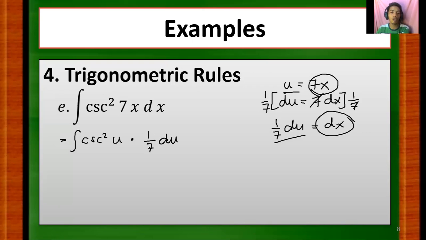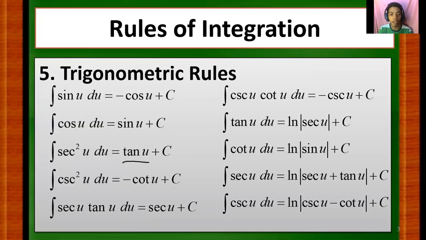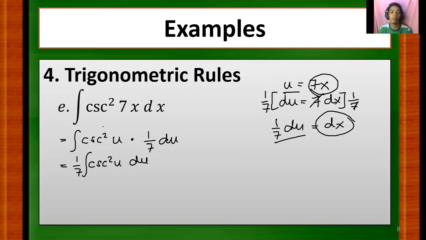After that, ilalabas ko si 1/7. So magkakaroon ako ng 1/7 integral of cosecant square u du. At balikan ulit natin ang formula sa cosecant square u du. At ang formula niya ay negative cotangent u plus c. So ibig sabihin, papalitan ko lang ng negative cotangent u plus c yung cosecant square u du. So I have 1/7 multiplied by negative cotangent u plus c.